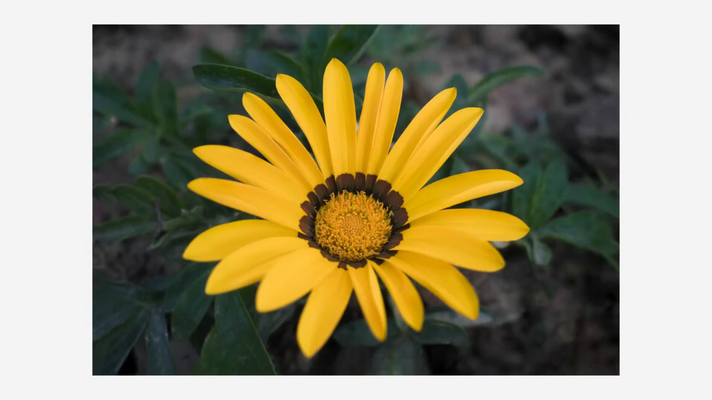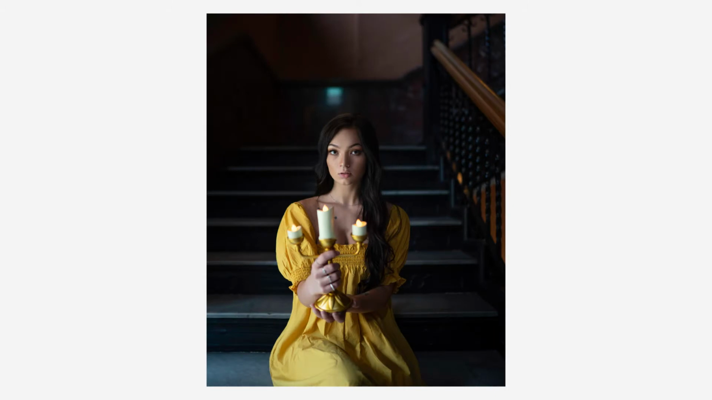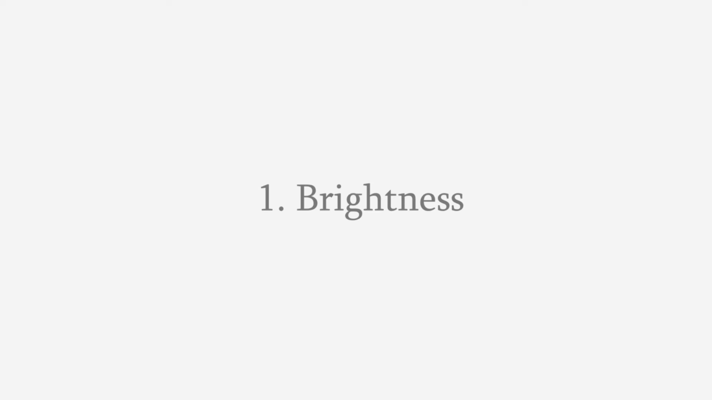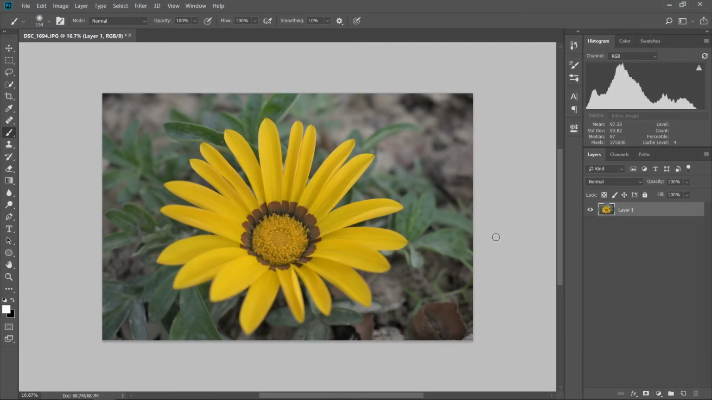Today I'm going to show you 4 different methods to make your subject stand out. So the first and the easiest one, brightness. In this method, you have to make the subject brighter and the background darker. So let me show you how to do it.